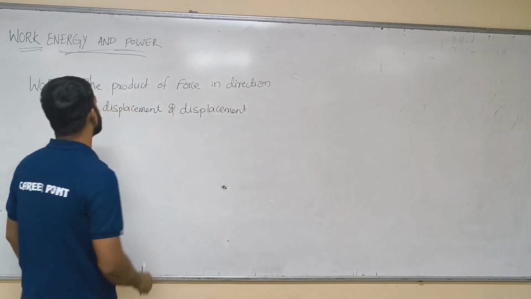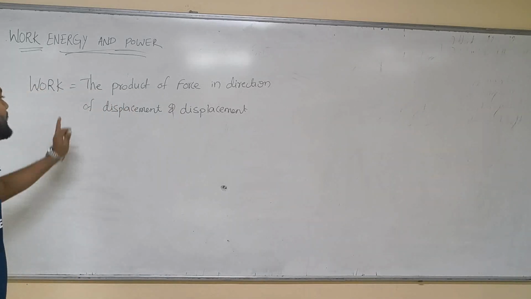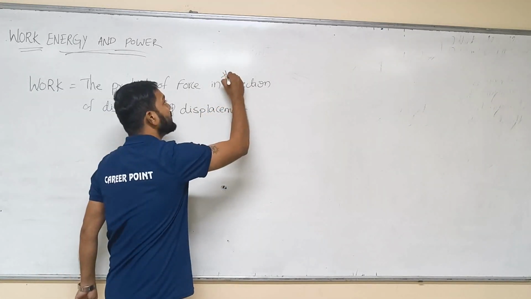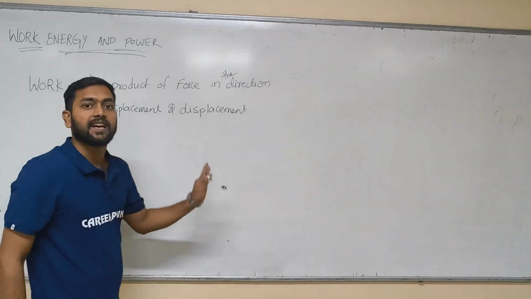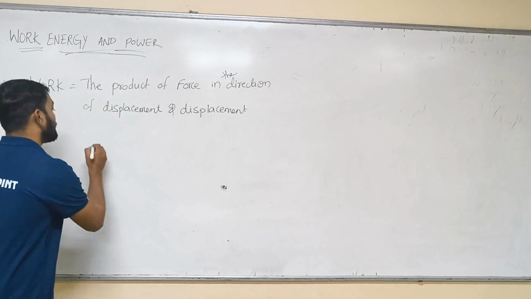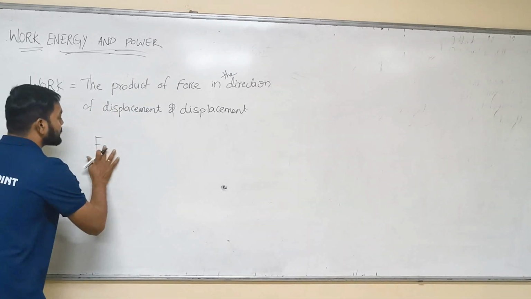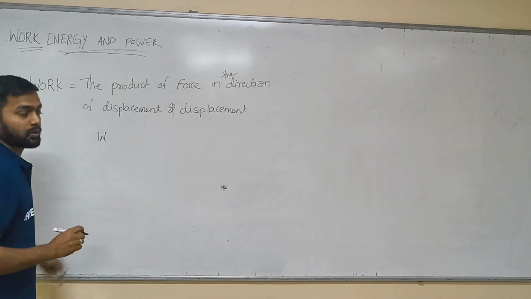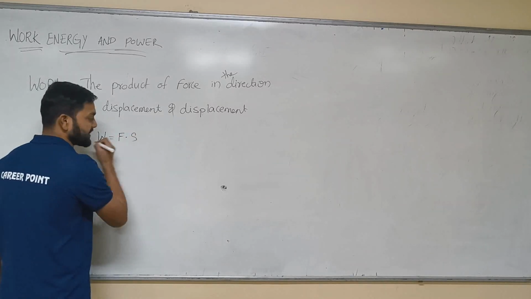So the basic definition of work is that the product of force in the direction of the displacement and the displacement. Here we can write it in the form of a formula. Work is denoted by W, so W is equal to F dot S.